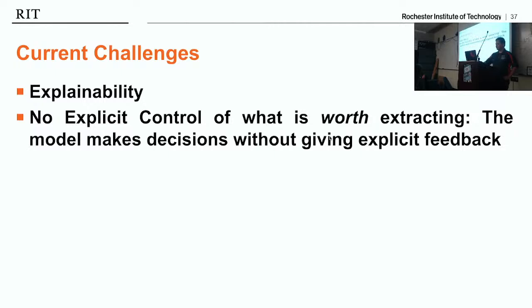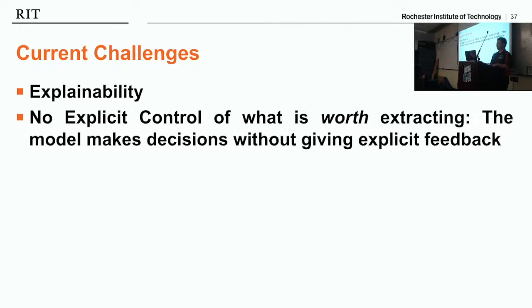And then we have some current challenges with the model. One is explainability, especially with deep learning. The model's kind of a black box. You give it an input, it gives you an output, but you don't really have any understanding of what happened in between. So why is it making the decisions it's making?